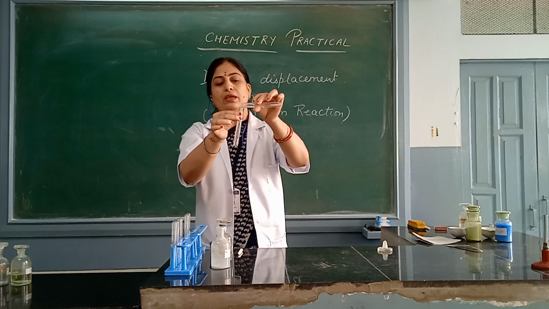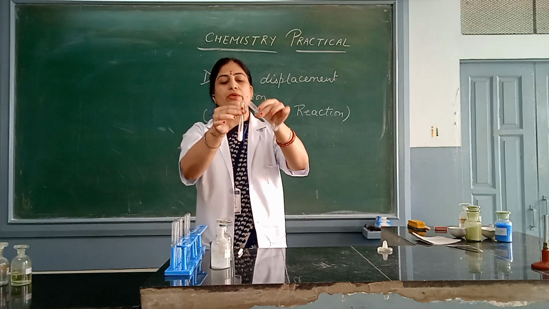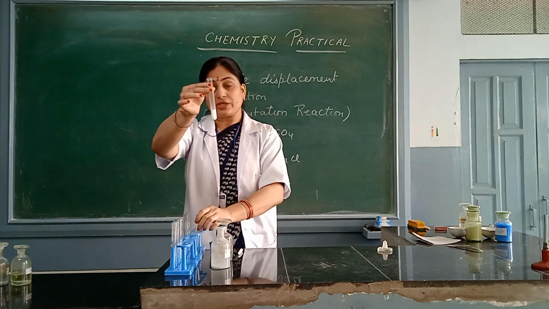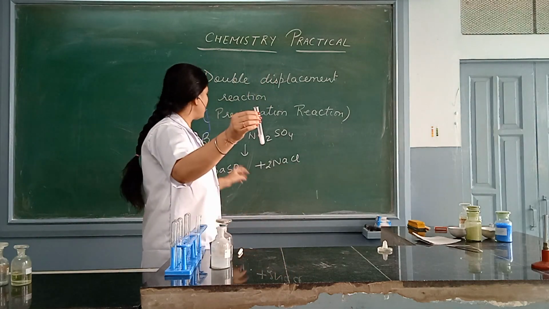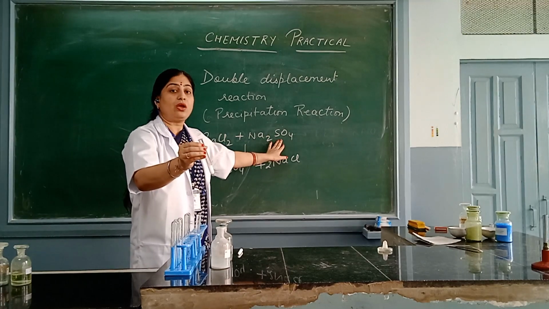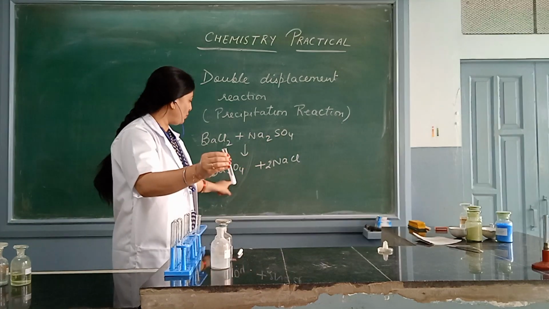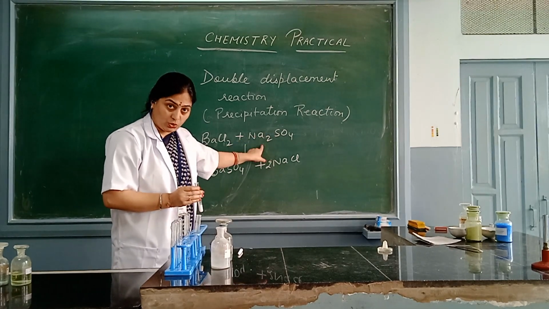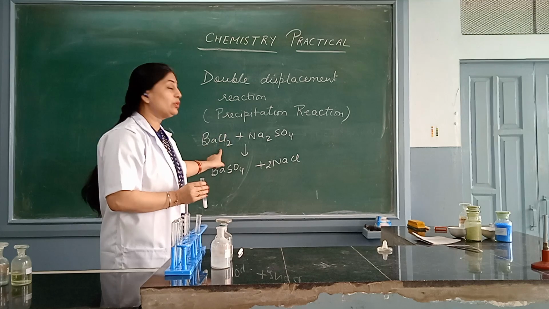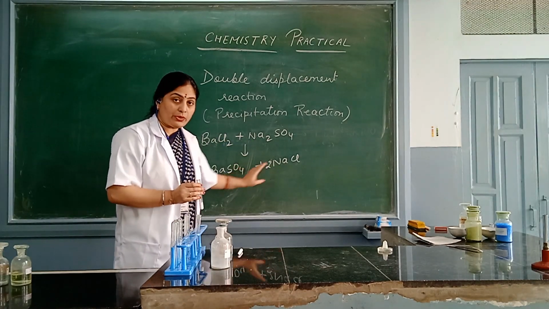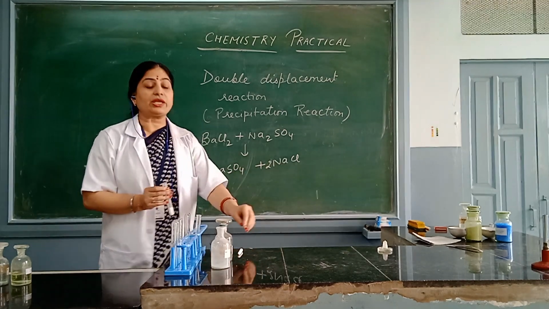So adding slowly one solution into the other, you can see on mixing that this has become white in color. How does this reaction take place? Here you can see the exchange of cations. This barium, which is cation 1, reacts with the anion of the second salt, sulphate, and we get barium sulphate. Similarly, sodium, the cation of salt 2, reacts with the anion of salt 1, and we get sodium chloride. Now in this case, this barium sulphate is the precipitate.